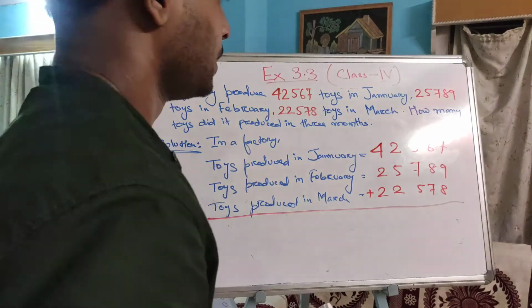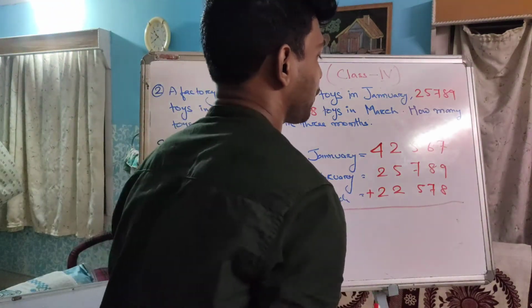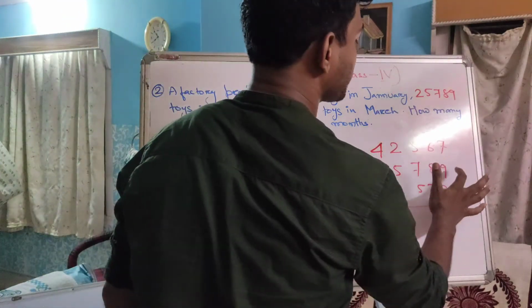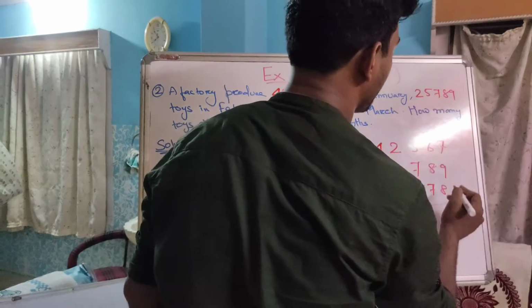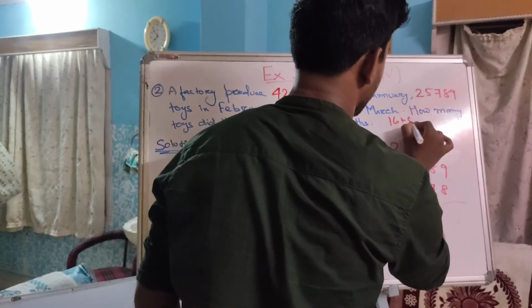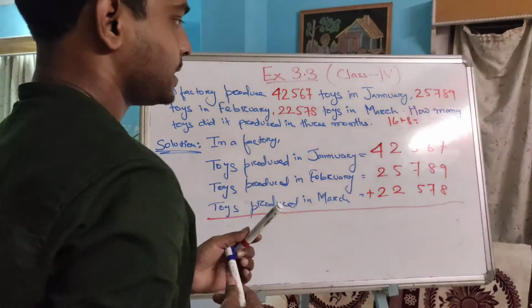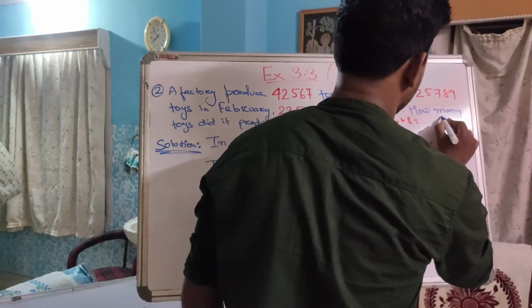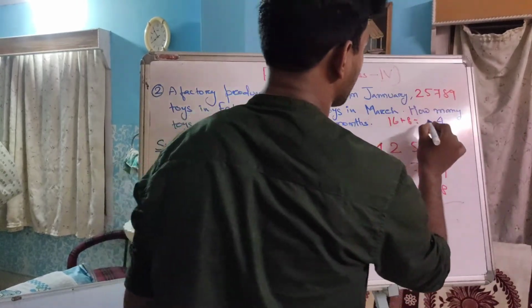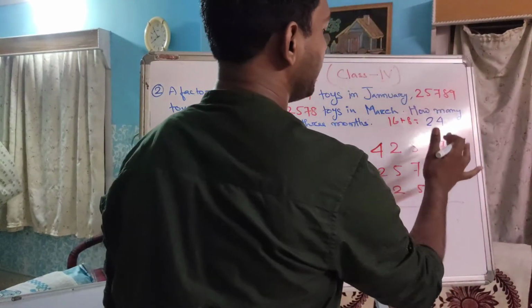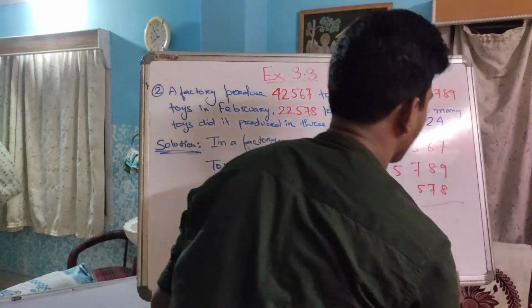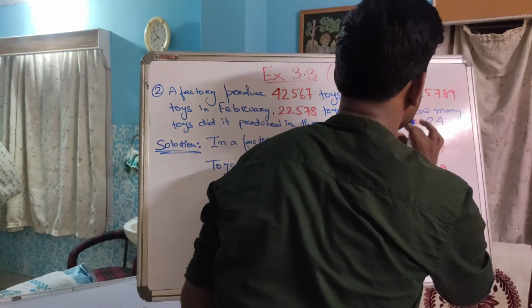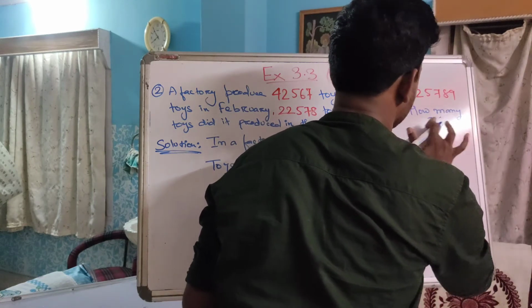In order to add, we will start from right to left. So 7 plus 9 is 16, and 16 plus 8 is 24. So we will write 4 here and 2 will be carried to this place. Let me rub this out.